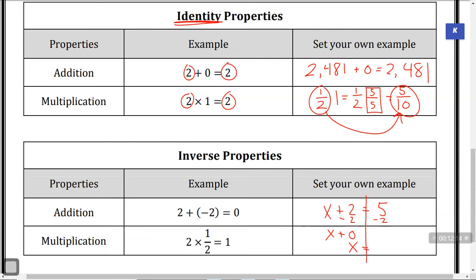Doing the opposite undoes it because it's the inverse. Inverse means opposite. All right? And so that's how we find out that x is equal to 3. That's how we use the additive inverse.